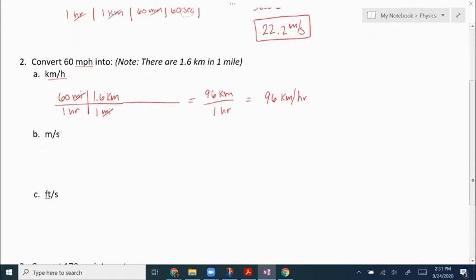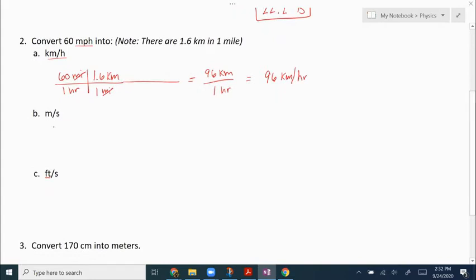Taking the next one, take 60 miles an hour and go to meters per second. So 60 miles per 1 hour. This time we have to get the miles into meters and the hours into seconds. So we've got a bit more work to do this time. I don't know the conversion rate between miles and meters, but I do know the conversion rate between miles and kilometers, and I also know the conversion rate between kilometers and meters. So that's how I'm going to do this.